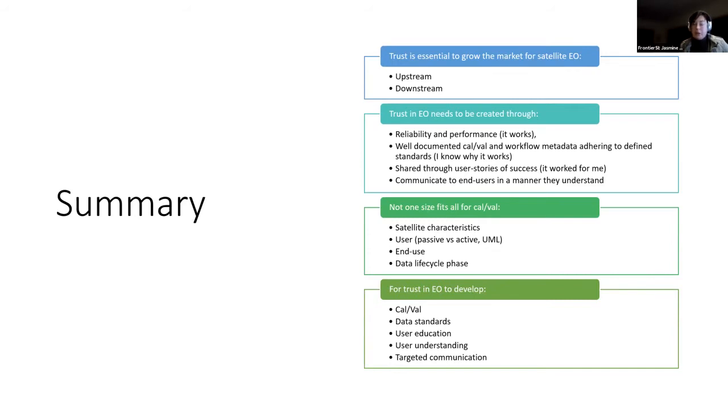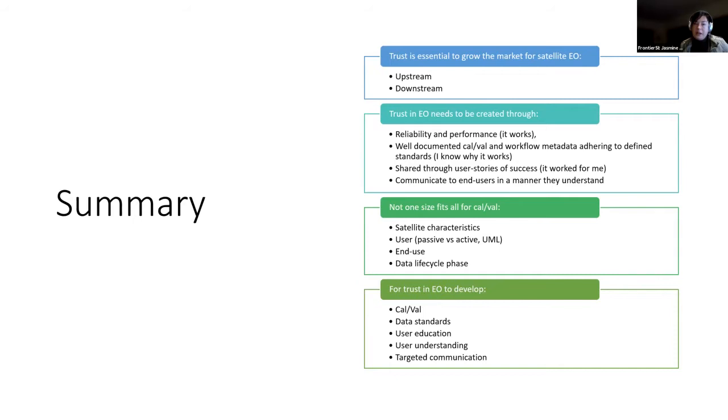And we also need to make sure that we're communicating to the end users in a manner that they understand. So this is using language that isn't too technical for them and that's really human accessible, as well as being simple so that they will understand it.